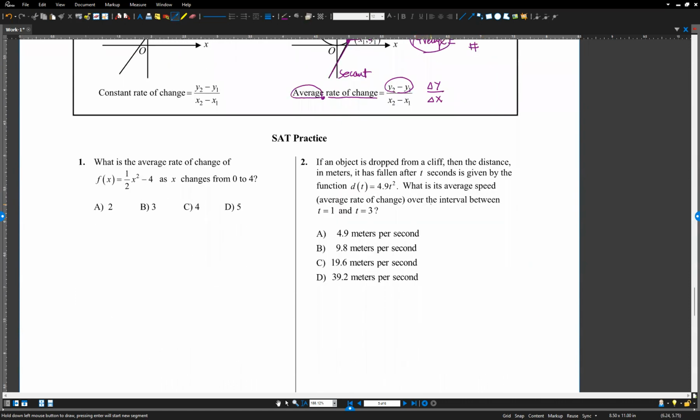Number 6, the average rate of change of this quadratic function between 0 and 4. This graph looks like this.